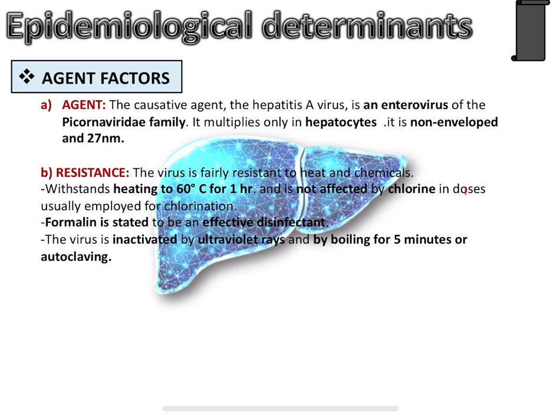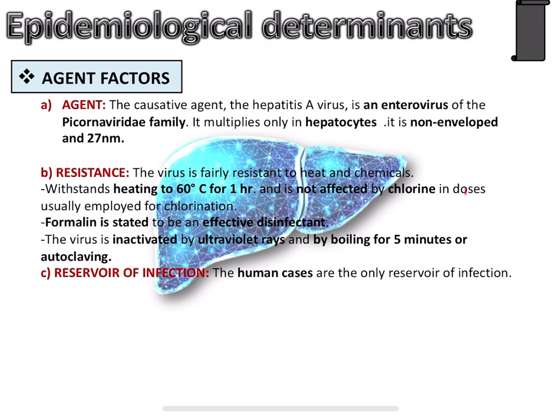Formalin is stated to be an effective disinfectant against the HAV. The virus is inactivated by ultraviolet rays and by boiling for 5 minutes or by autoclaving. Is it clear about the resistance? It is very resistant to heat, it is resistant to chlorination, so formalin is used instead, and ultraviolet rays will inactivate the virus, as will boiling for 5 minutes or autoclaving.